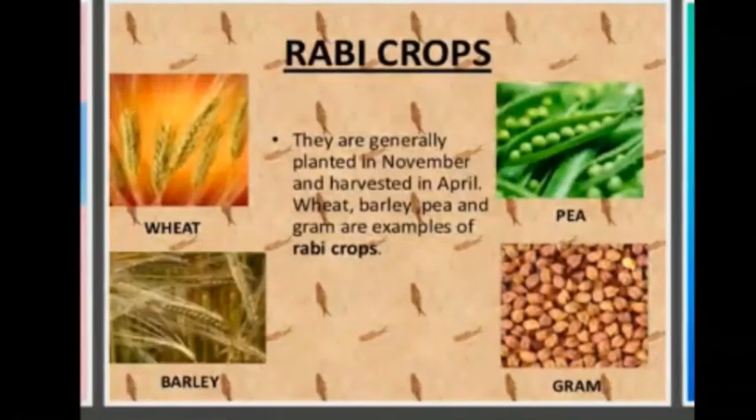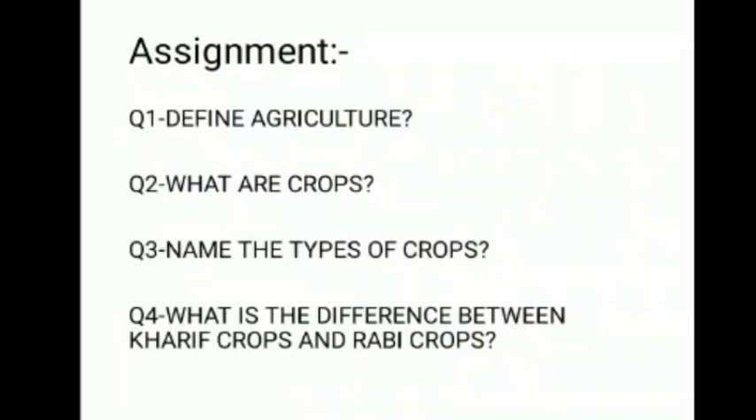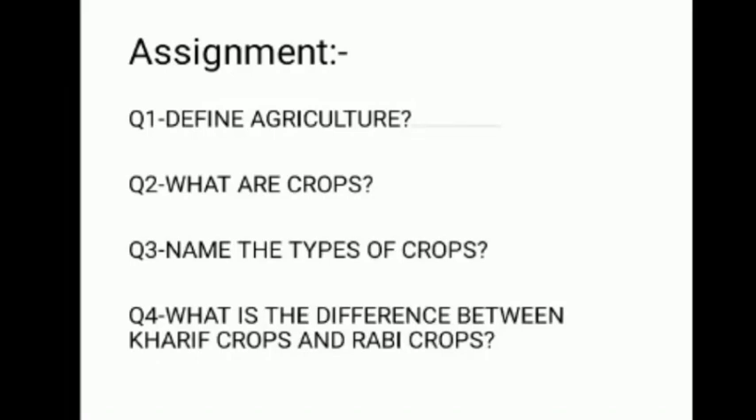Now, this is your assignment. Here you can see some questions. Write down these questions in your copy. First question is, define agriculture. Second one is, what are crops? Third one is, name the types of crops. And fourth one is, what is the difference between Kharif crops and Rabi crops?